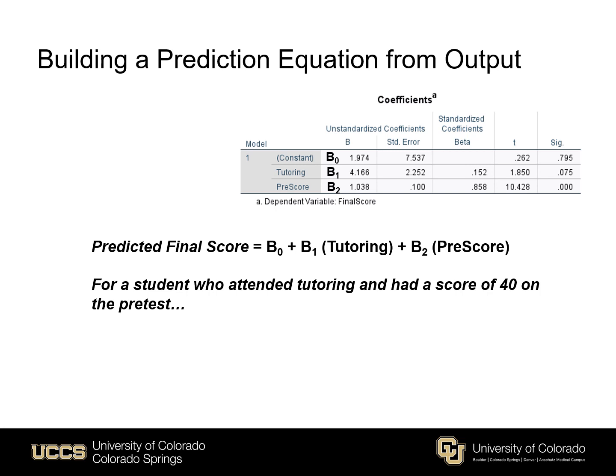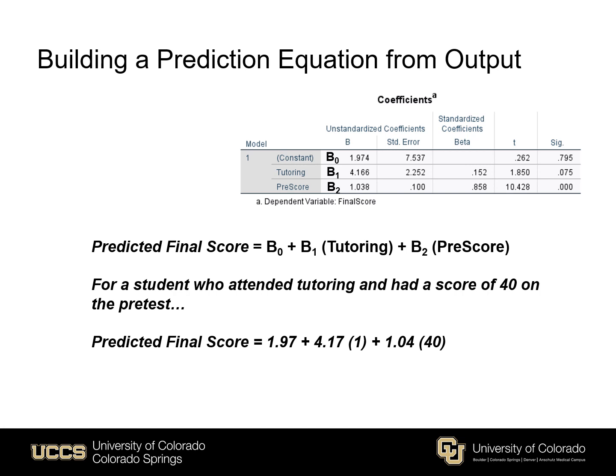So for example, if a student attended tutoring and had a score of 40 on the pretest, that is enough information, given what we now have in our model, to predict what their final score might be. Notice how in this next version of the model I have the intercept value plugged in, 1.97. I have the coefficient for tutoring, which is 4.17, rounded to 2 decimal places. And that is multiplied times 1 because the student attended tutoring. So their code for tutoring is 1.